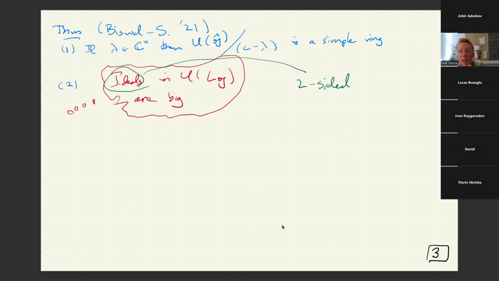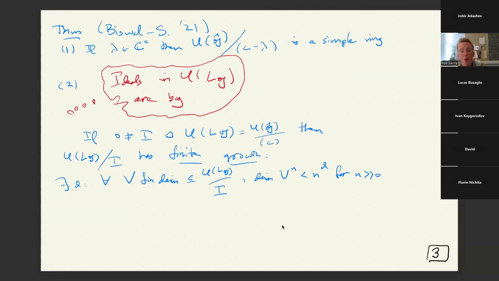And then secondly, well, the heuristic for the second part of this theorem is that ideals, by which I mean two-sided ideals, in the enveloping algebra of the loop algebra are big. So let me tell you what that actually means. Well, first of all, the enveloping algebra of the loop algebra, that's the same thing as U of G hat factored by C. So this fits into this family of central factors of U of G hat. And if I have a non-zero two-sided ideal I in the enveloping algebra of the loop algebra, then the quotient U of LG factored by I has finite growth.